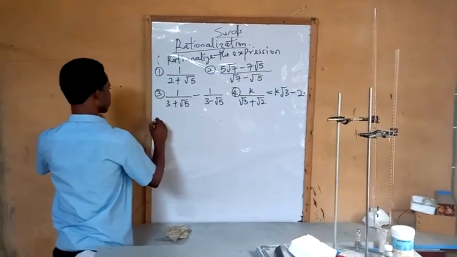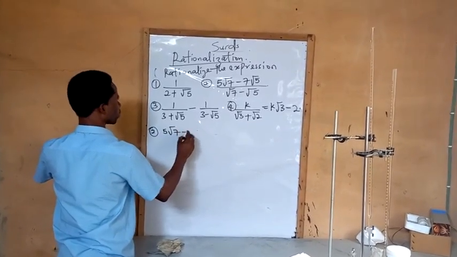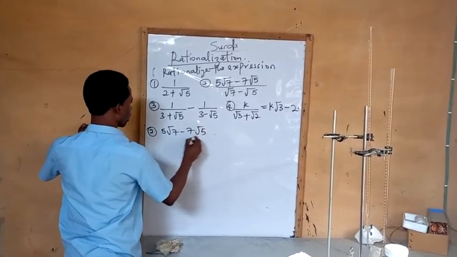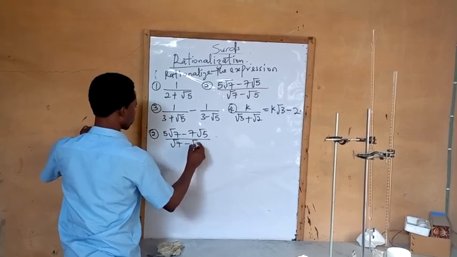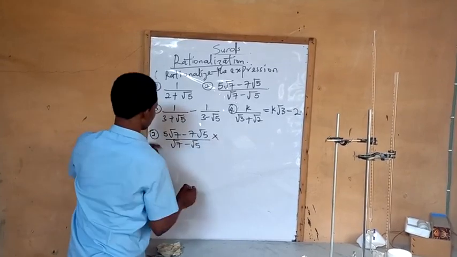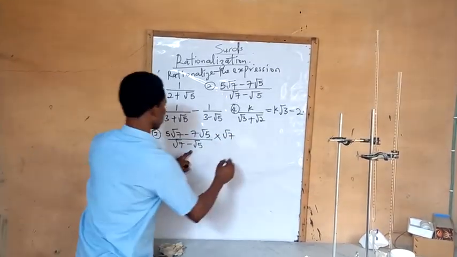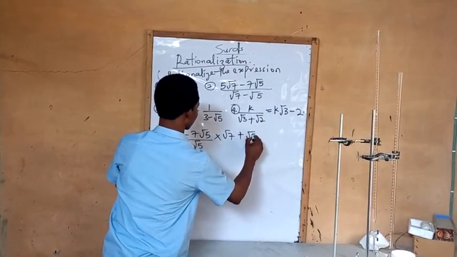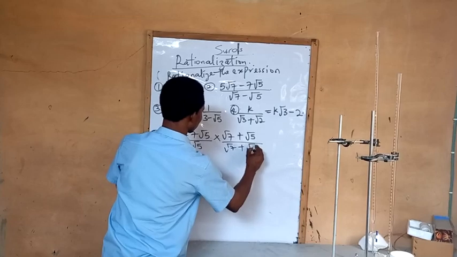The second one says (5 root 7 minus 7 root 5) all over (root 7 minus root 5). So if you want to rationalize, that will multiply by root 7. So the minus will change to plus, plus 5 all over root 7 plus root 5.